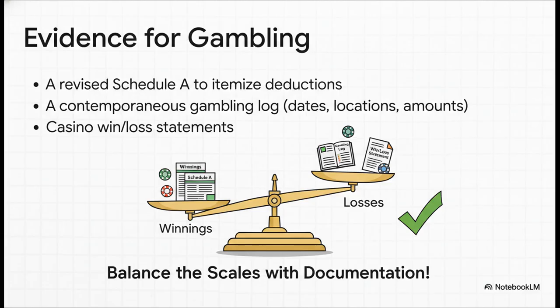The absolute key to fixing this is good documentation. You'll need to send in a revised Schedule A to itemize those losses, but you gotta prove them. The casino's win or loss statement is a good start, but the gold standard is what's called a contemporaneous log. And that's just a fancy term for a diary you kept all year, jotting down the date, the casino, and how much you won or lost each session.